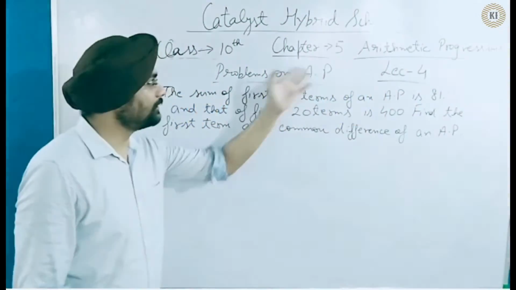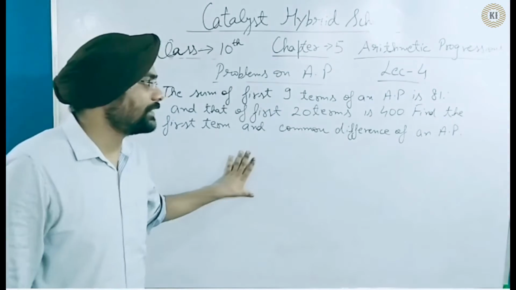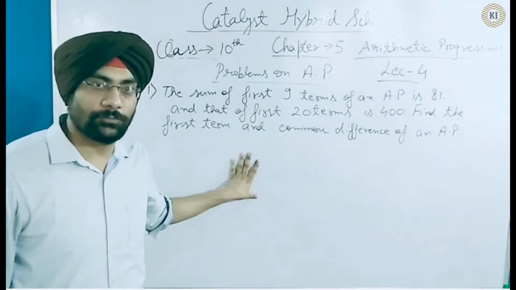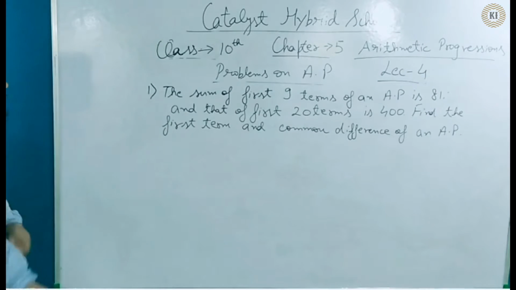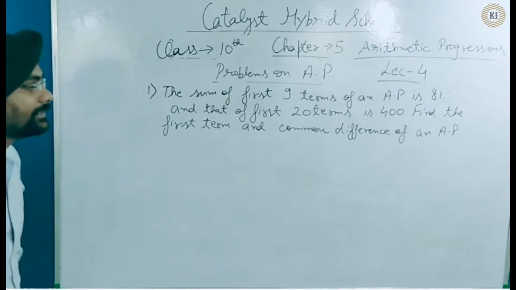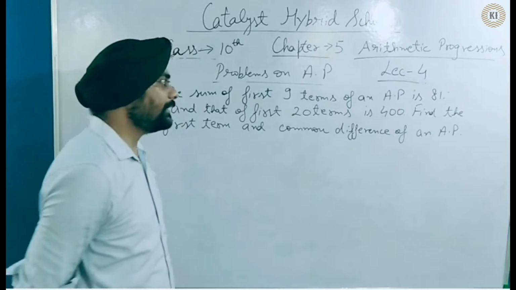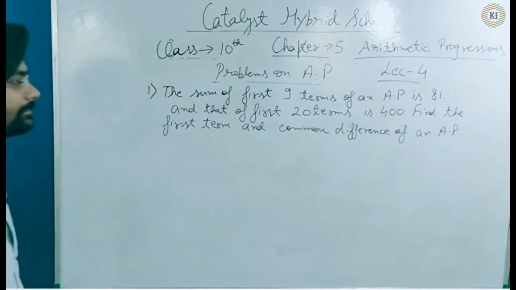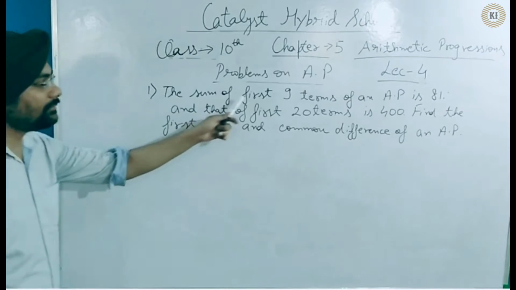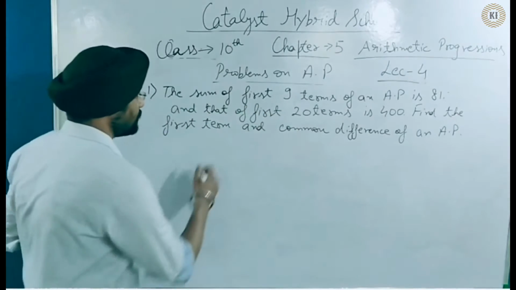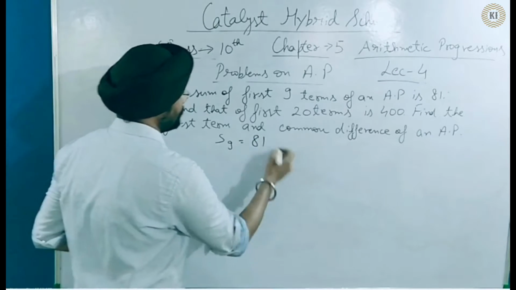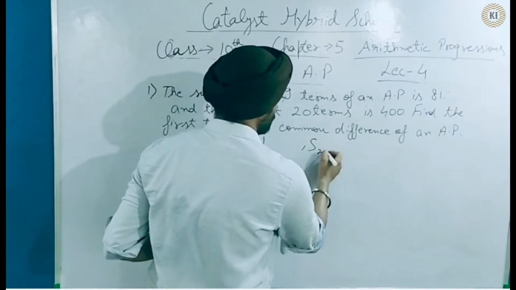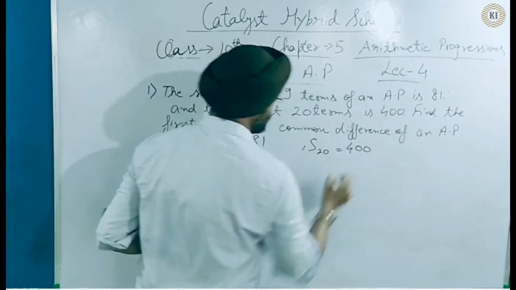Questions based on AP, and these questions are very important from your examination point of view. So see the first question here. It is said that the sum of the first 9 terms of an AP is 81 and that of the first 20 terms is 400. Find the first term and the common difference. So S of 9 is given as 81 and S of 20 is given as 400.